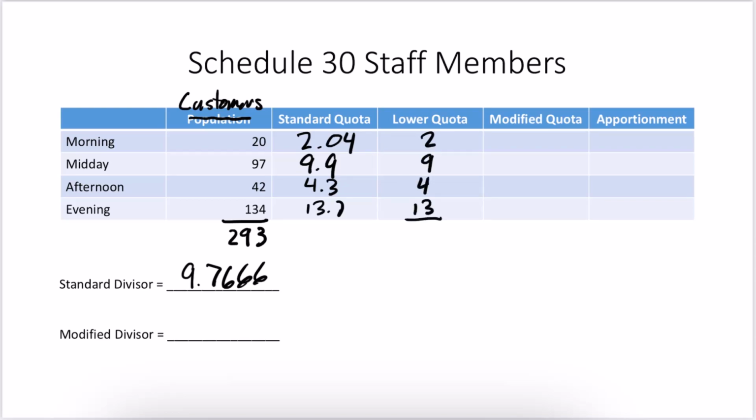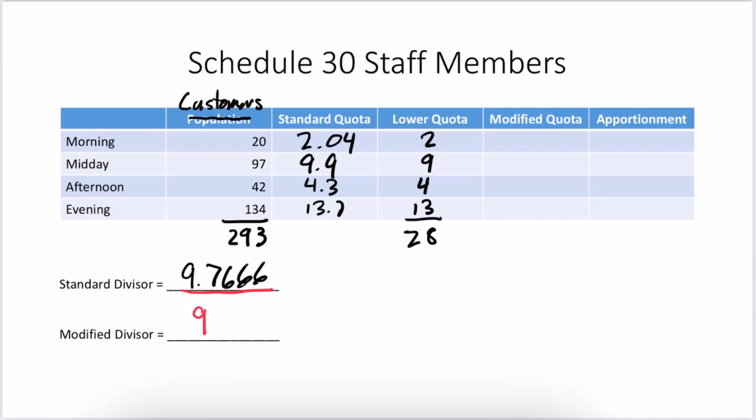And when I add all of those up, 2 plus 9 plus 4 plus 13 equals 28, which means that I still have 2 more staff members to assign. And if I was doing Hamilton's method, I would do it based on the decimals. But because we're doing Jefferson's method, we're going to decrease the standard divisor slightly until our lower quotas add up to 30 exactly. So I'm going to modify this divisor and decrease it to the number 9 and see what that gives me.